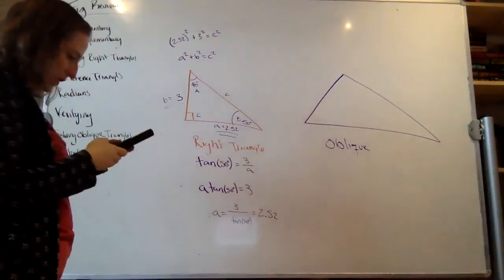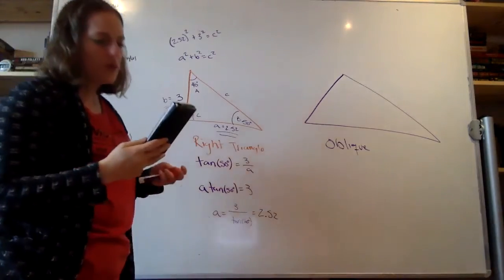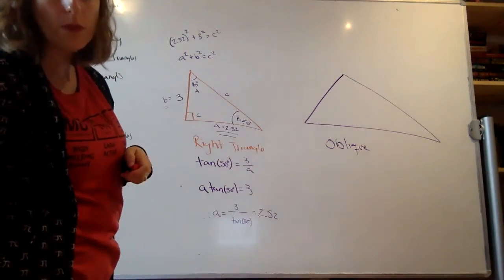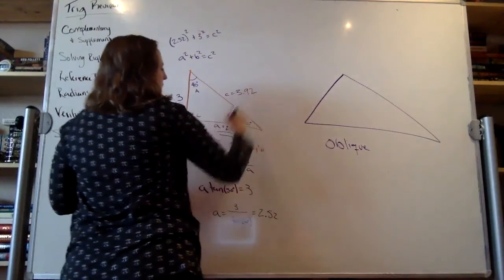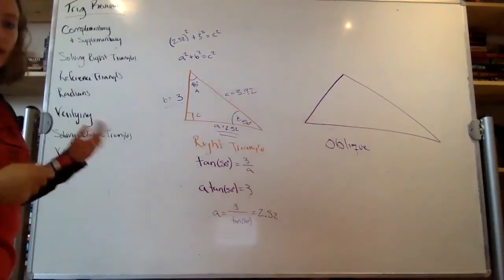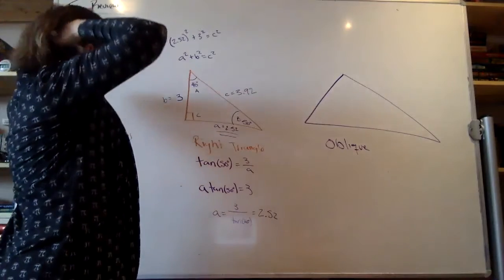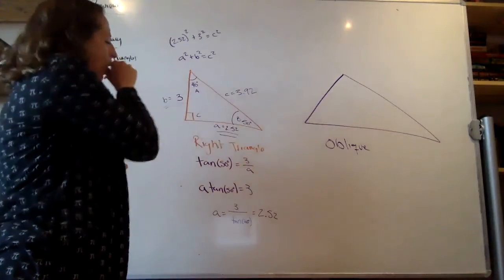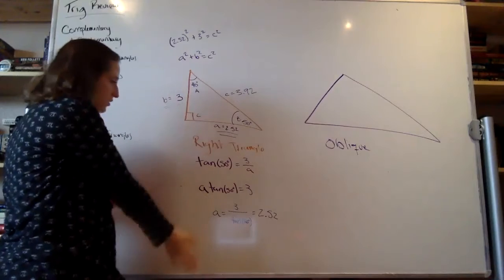I'm going to take a square root of that. And I get that c equals 3.917 or 3.92. So c equals 3.92, and I use the Pythagorean theorem to get there. Okay, so this is an example of solving a right triangle. When we solve right triangles, we use Pythagorean theorem, and we also use basic trig properties.